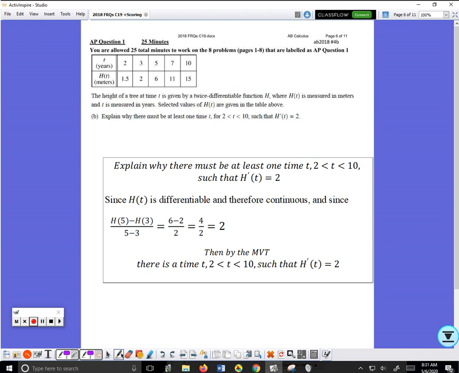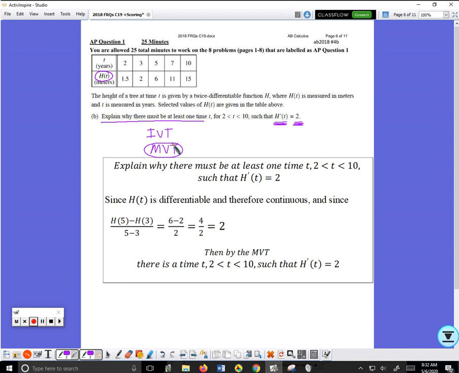Explain why there must be at least one time. That wording is mean value theorem or intermediate value theorem wording. Let's see which one. They give me h, and they want me to verify that there must be at least one time where the slope of h is 2. Well, if I have h and I want to verify that the slope of h is equal to some value, that's the mean value theorem.